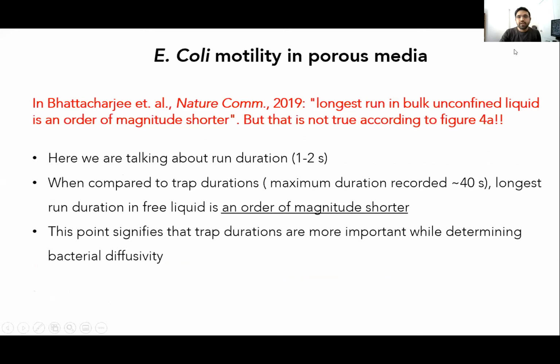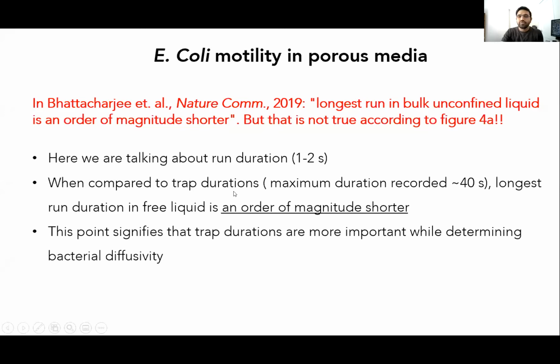I think there was one question about why the longest run in bulk unconfined liquid is an order of magnitude shorter. I believe when we are talking about this, we are talking about the run duration, which is on the order of 1 to 2 seconds.